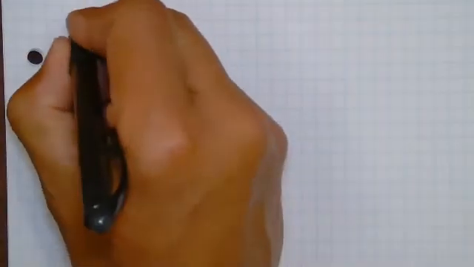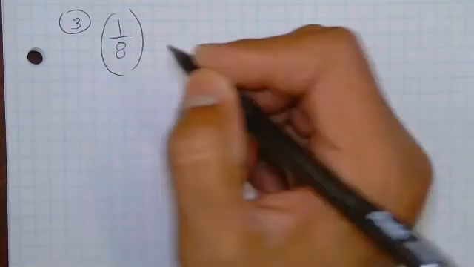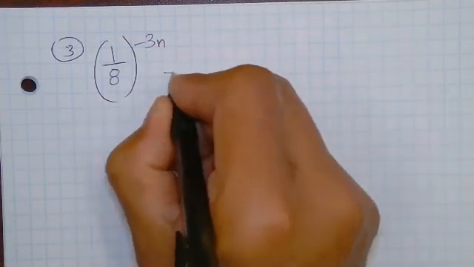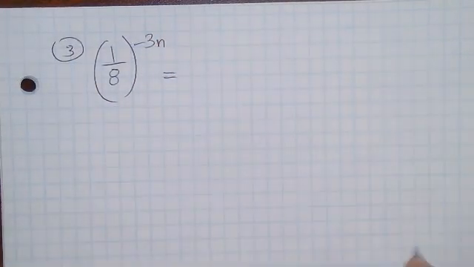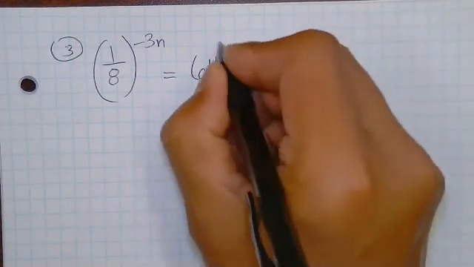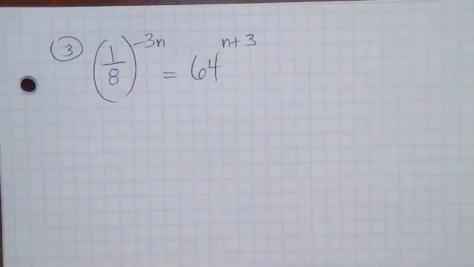Number 3. Here we go. Now these look scary. They look intimidating. They look complicated. But if you know how to work with bases and exponents, this is not even that difficult. 1/8 to the power of -3n is equal to 64 to the power of n plus 3.